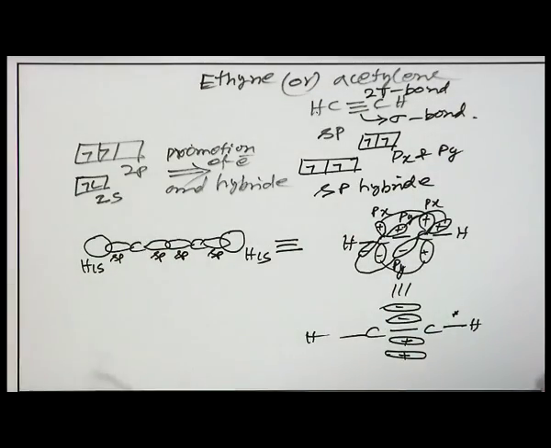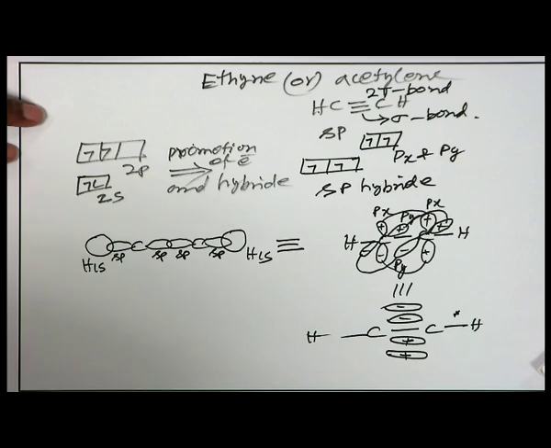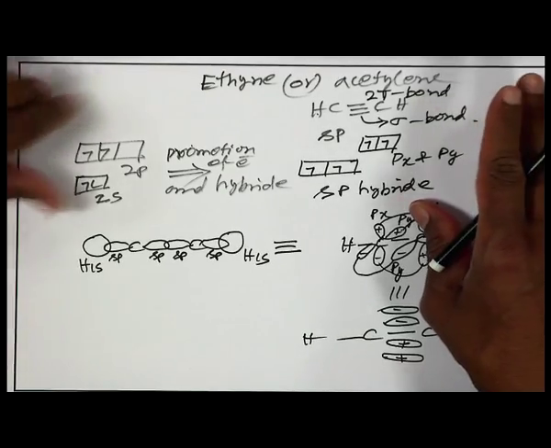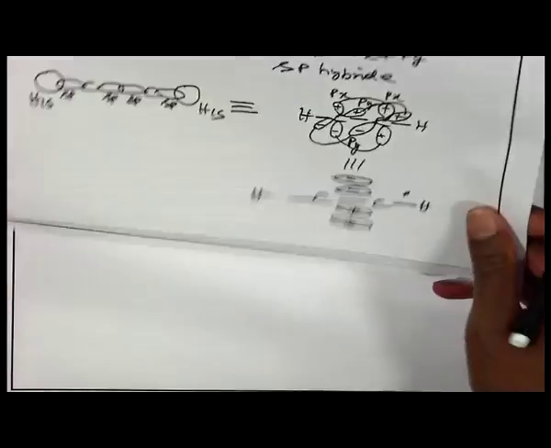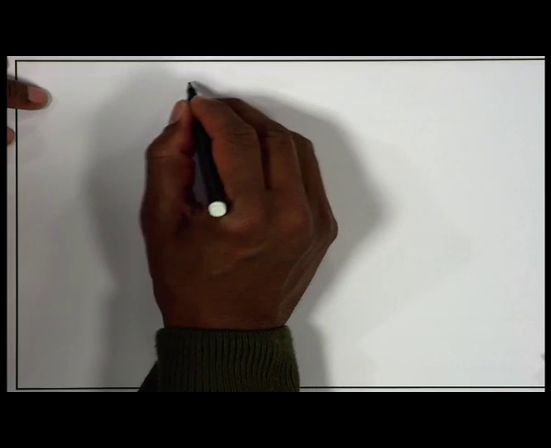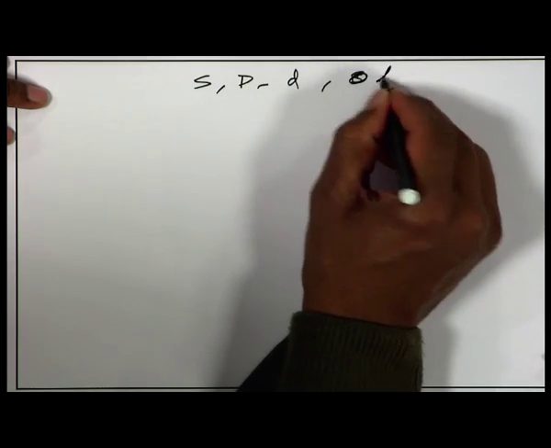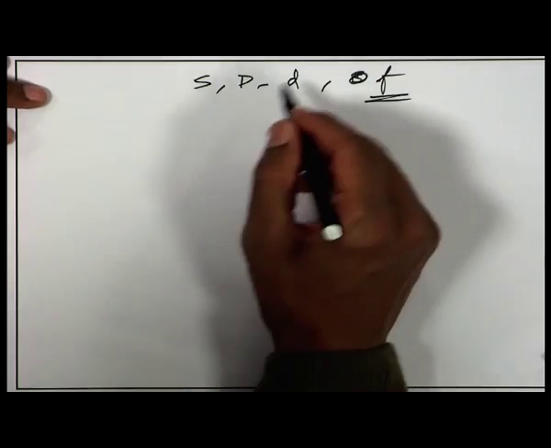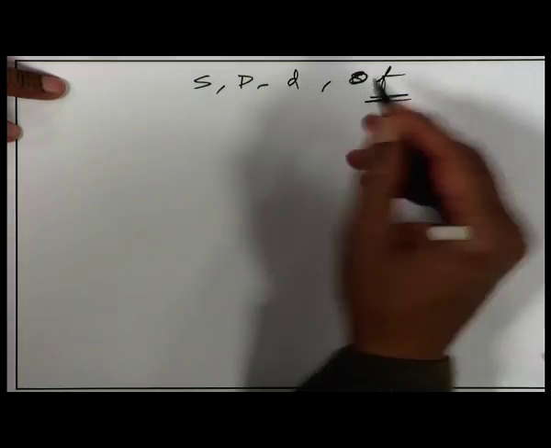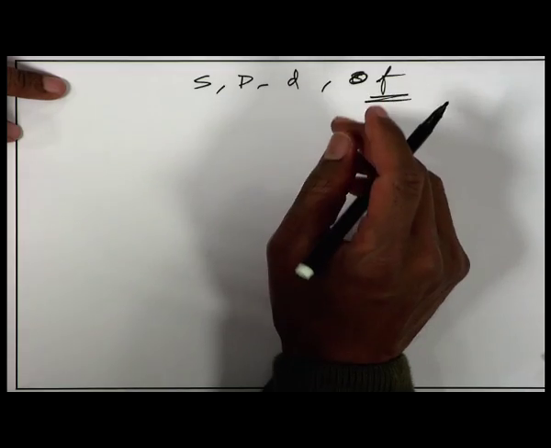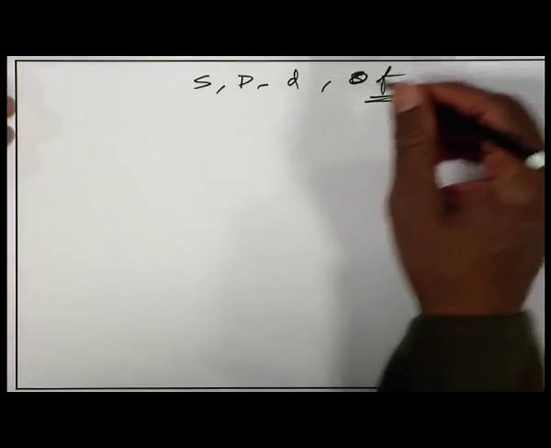So far we have seen hybridization between s and p orbitals. It's also possible to have hybridization between sp and d orbitals. You have s orbital, p orbital, d orbital, and f orbital. We are not going to see the f orbital because that is higher in energy, but the d orbital is accessible by energy.